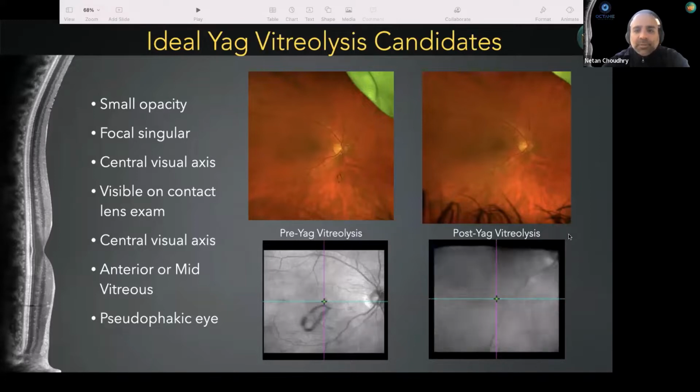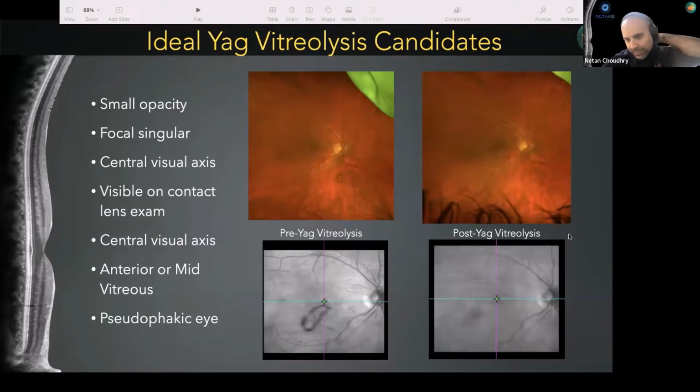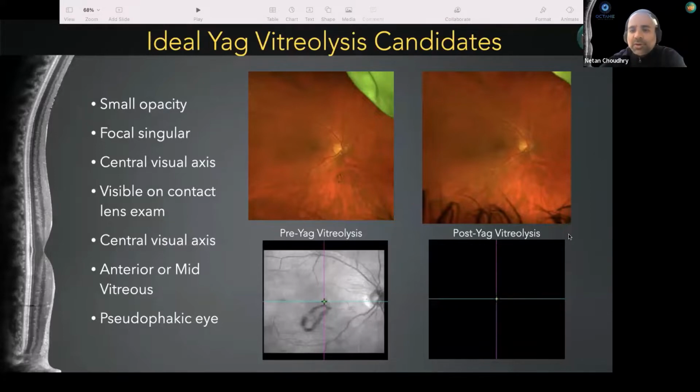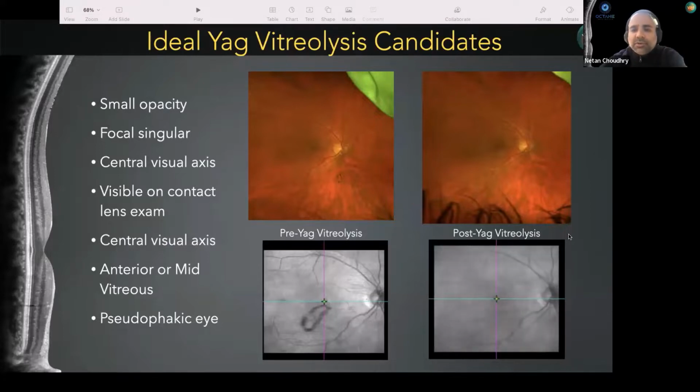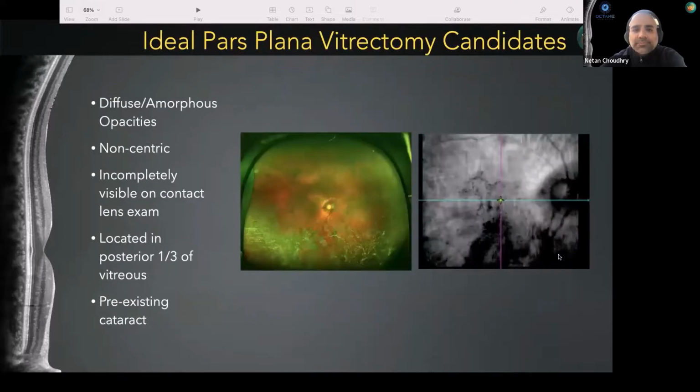And you can see here on the bottom right, this is the SLO video now. There's no real white ring. There's some other fragments within the vitreous that were previously present, the posterior face of the vitreous, but not so much this white ring. So who are the ideal vitrectomy candidates?